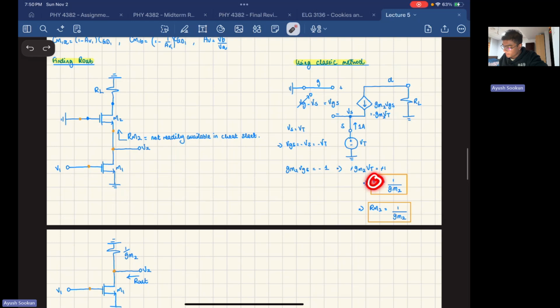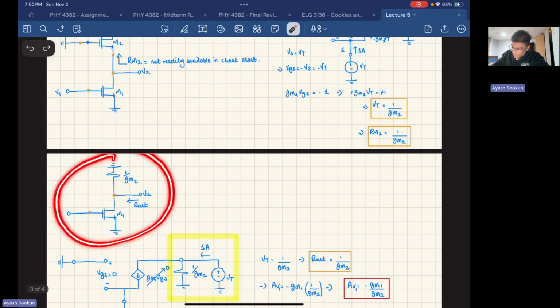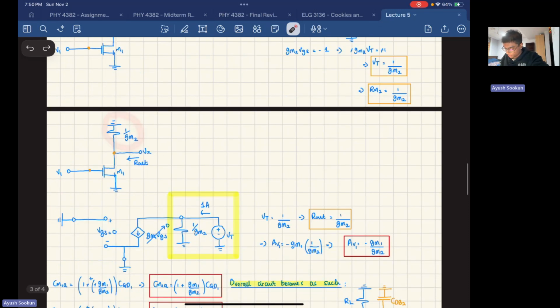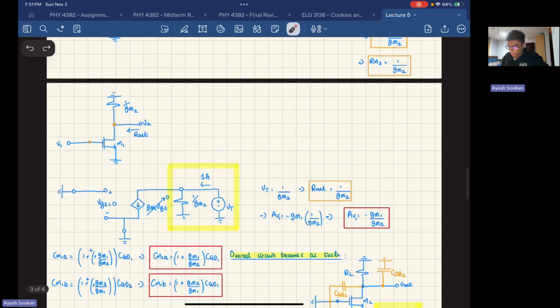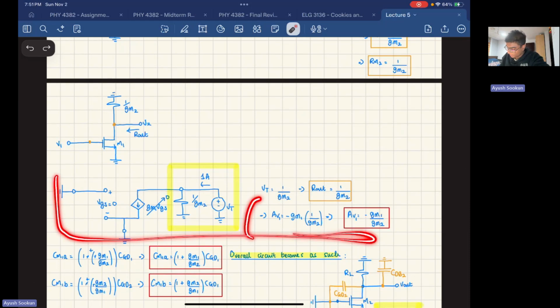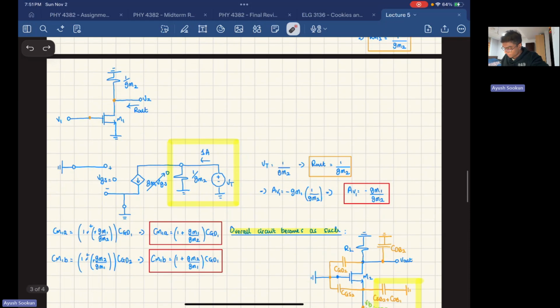When I find VT, I find RM2 because they're equal. Why are they equal? Because I have 1 ampere current going into the circuit. V equals IR, so if I is 1, V equals R. So RM2 is equal to 1 over GM2. Now I have that, so I can replace my RM2 by 1 over GM2. Now again, I'm going to use the classic method to find my R out right here.